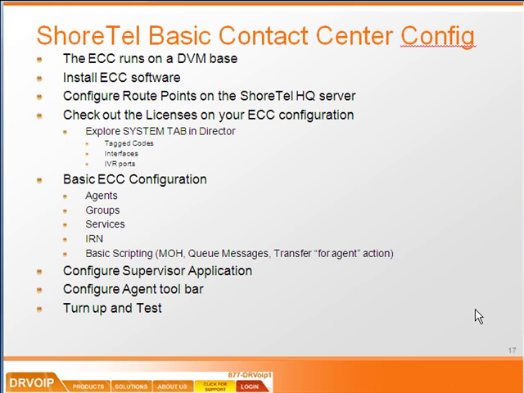I'm not going to waste any film clip time showing you the install. It's pretty straightforward. We will look at the results of that install from both the ShoreTel side and the ECC side. Then we'll configure route points on the ShoreTel headquarters server. Check out the licenses on your ECC configuration. We'll configure a basic system, a very small system, but just show you how the agents, groups, services, IRM, basic scripting work together to create a contact center solution. We will configure a supervisor application. Then we'll configure the agent toolbar and test and turn up the system. So with that as the basic syllabus, let's jump in and get started with the Enterprise Contact Center solution.